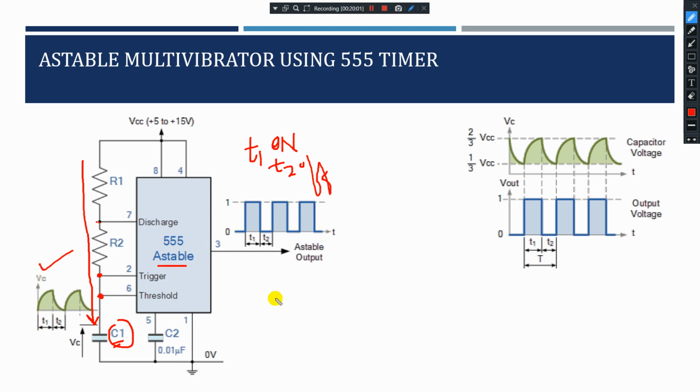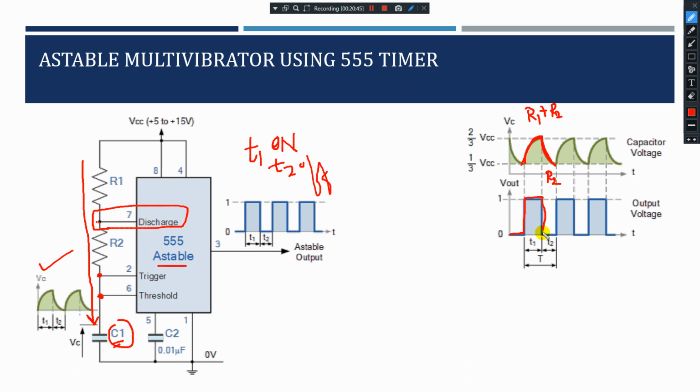If you see the capacitor charging, let me explain in this timing diagram. Until the capacitor charges to its 2/3 VCC, that is governed by the R1 plus R2 resistors. Until the capacitor charges, your output remains high. Then the capacitor starts discharging, only through R2, because it is connected to pin number 7. Discharging of the capacitor is through pin number 7.